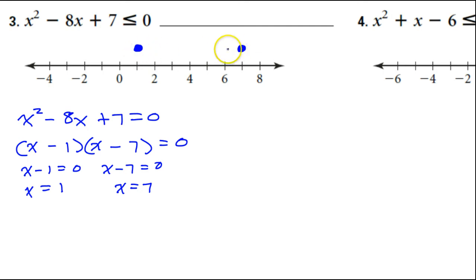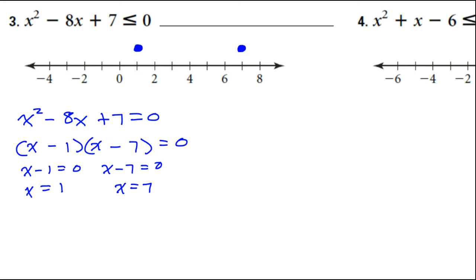Again, I'm using a closed circle instead of an open circle because the solutions to this inequality will be the values where the function is less than or equal to 0. These are places where the function equals 0, so they are to be included as a solution. So we show that with a closed circle. As opposed to if this was just less than 0, we would not want to include these places where the function is equal to 0, and we would then make them open circles.